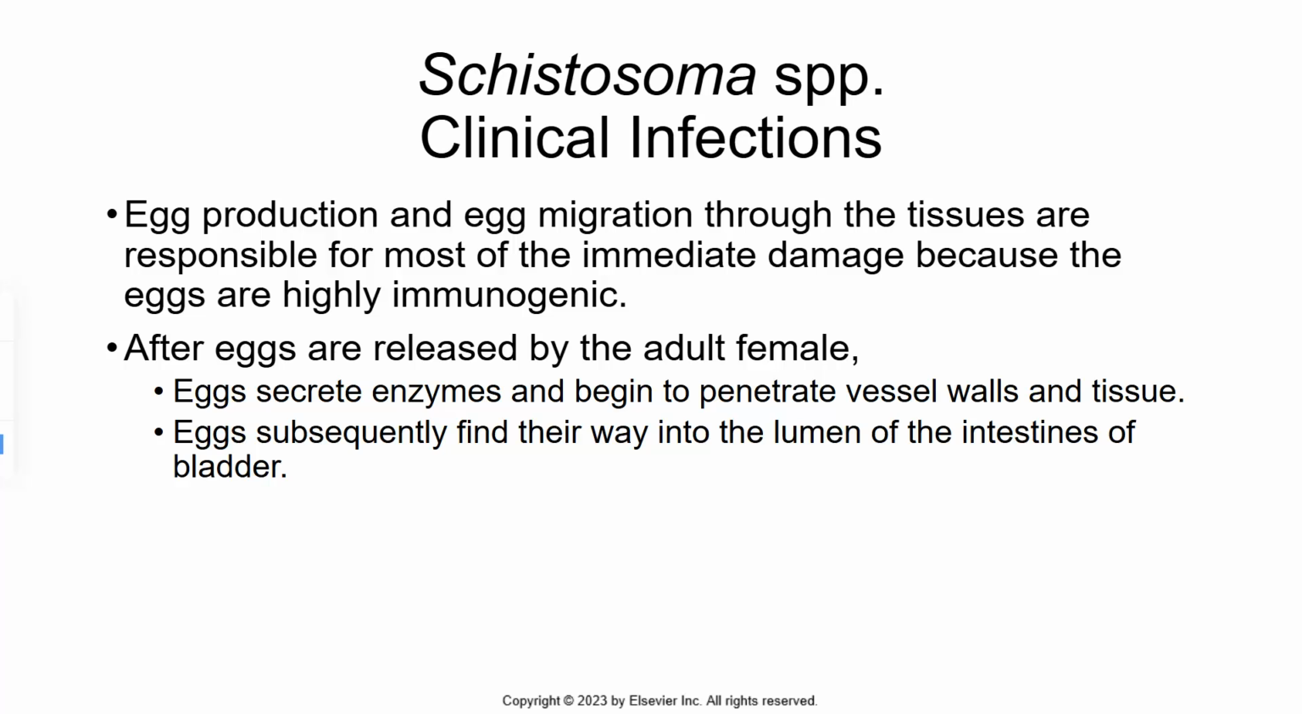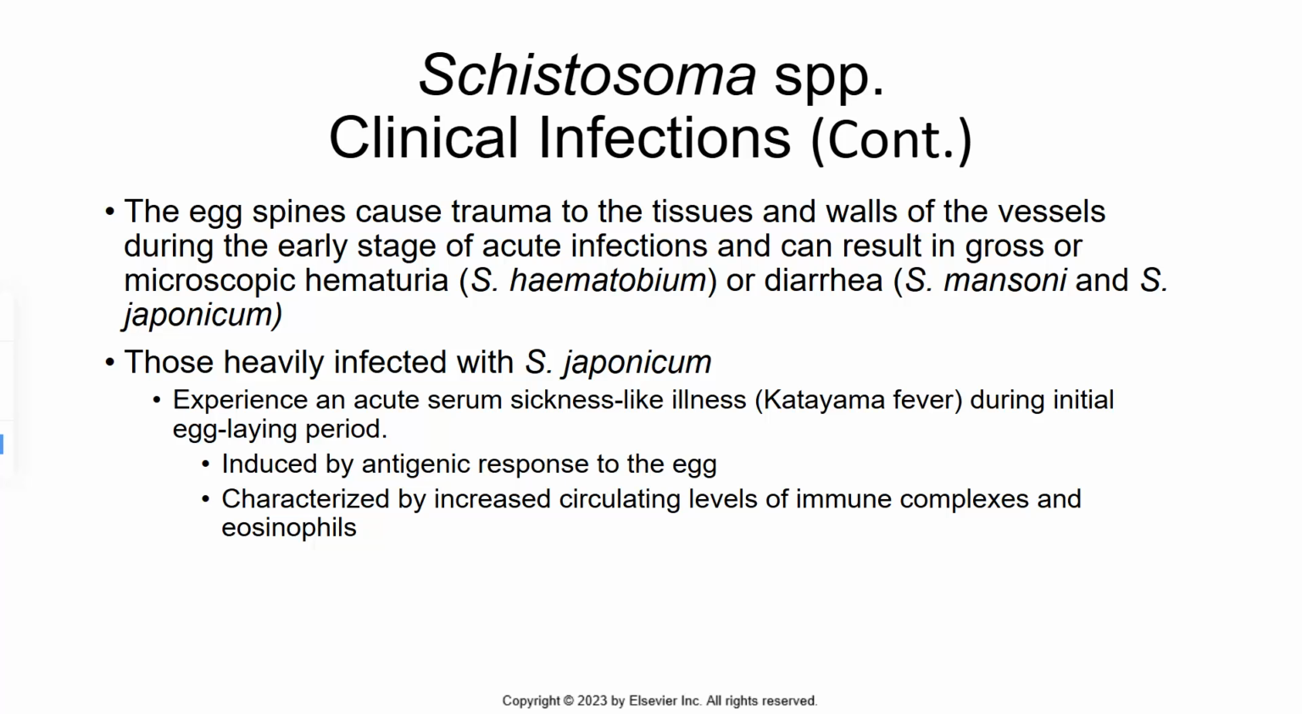Egg production and egg migration through the tissues are responsible for most of the immediate damage because the eggs are highly immunogenic. After the eggs are released by the adult female, eggs secrete enzymes and begin to penetrate the vessel walls and tissue. Eggs subsequently find their way into the lumen of the intestines or bladder. The egg spines cause trauma to the tissues in the walls of the vessels during the early stage of acute infections and can result in gross or microscopic hematuria, so blood in the urine, or diarrhea for the S.